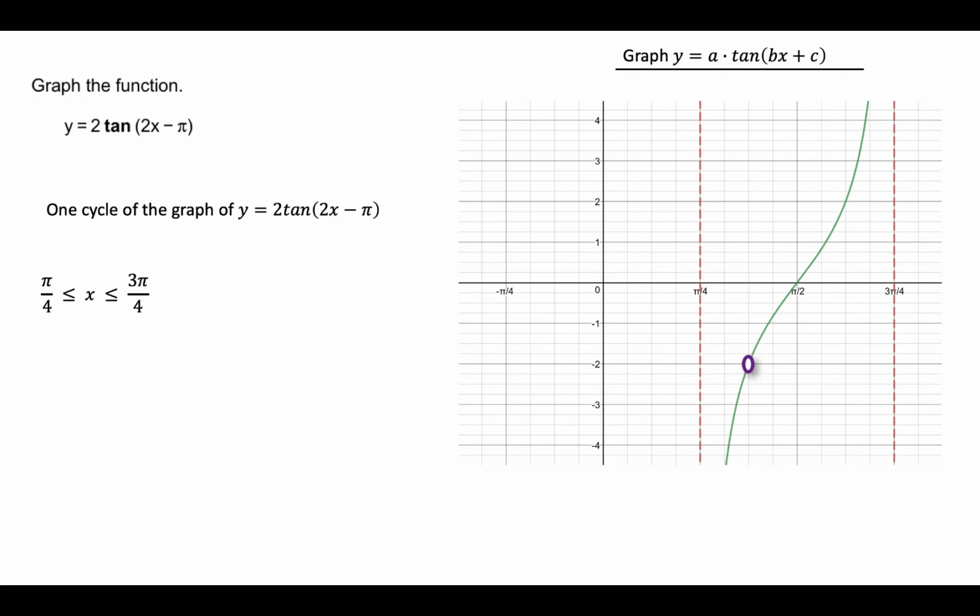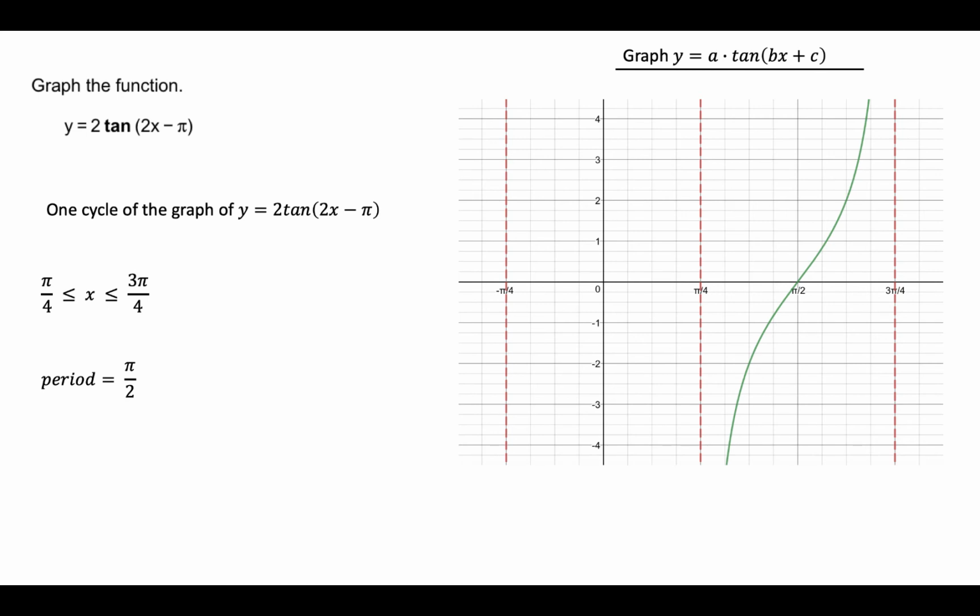So we would want to make sure that the points (3 pi over 8, negative 2) and (5 pi over 8, positive 2) appear on the graph. We would also want to make sure that the x-intercept at pi over 2 is shown on the graph. The period of this function is pi over 2.